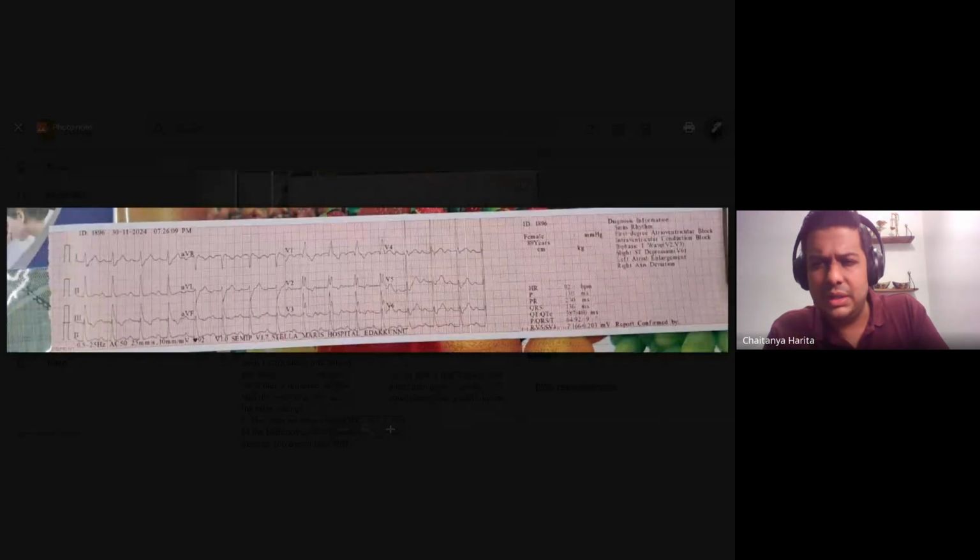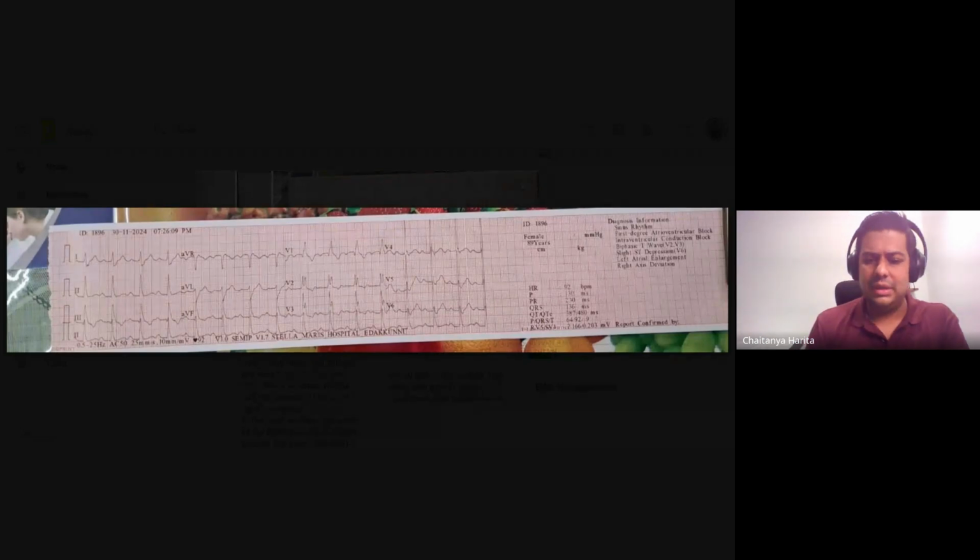So here there is a first degree AV block. There is a right bundle branch block as well. So RBBB with first degree AV block. Some people call this bifascicular block as well. So this ECG is called a bifascicular block.